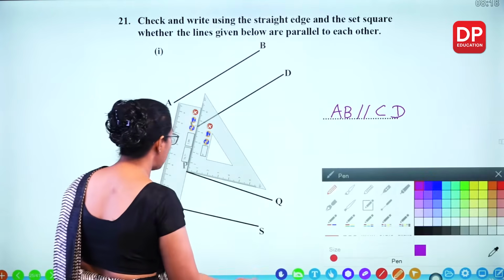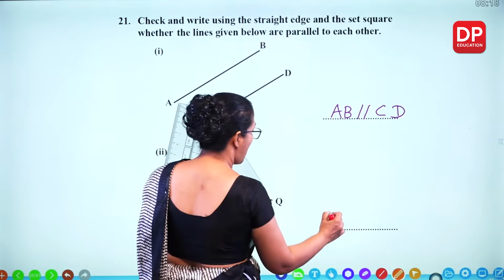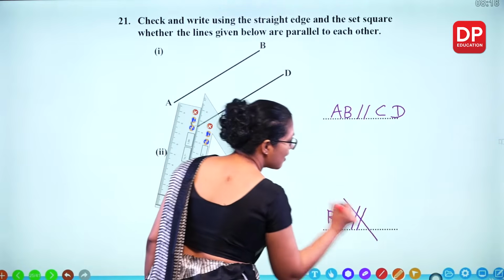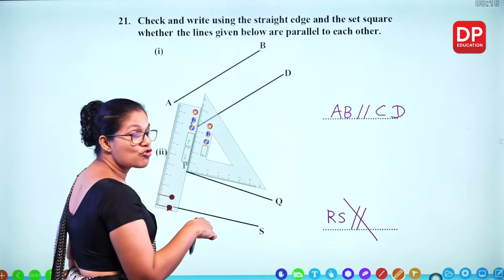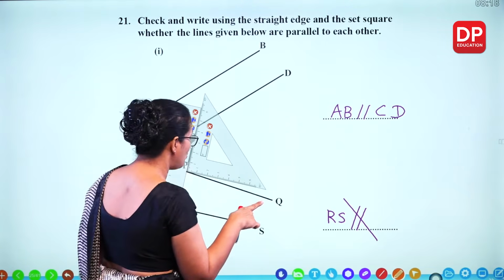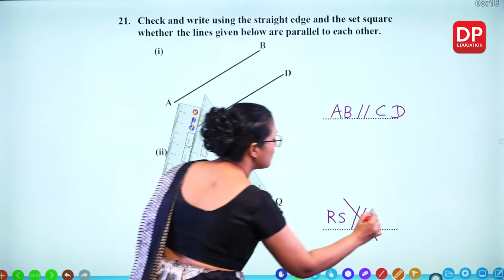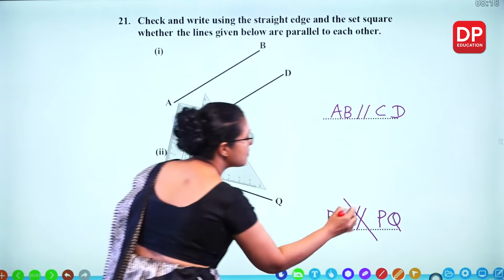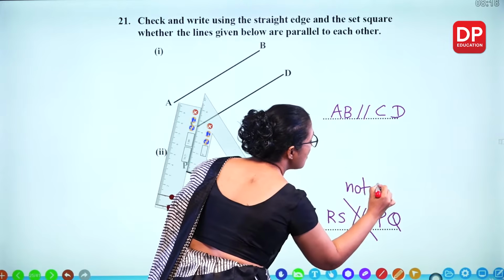So we can say RS is not parallel. We can say across these two parallel lines, not parallel to PQ. So this means not parallel.